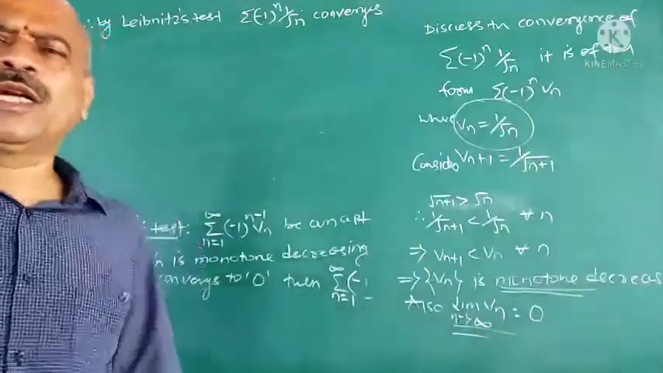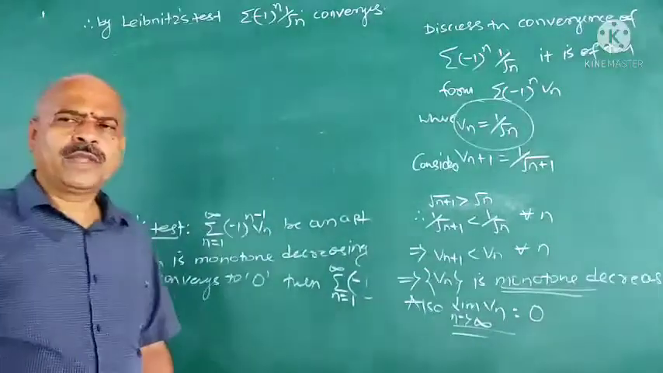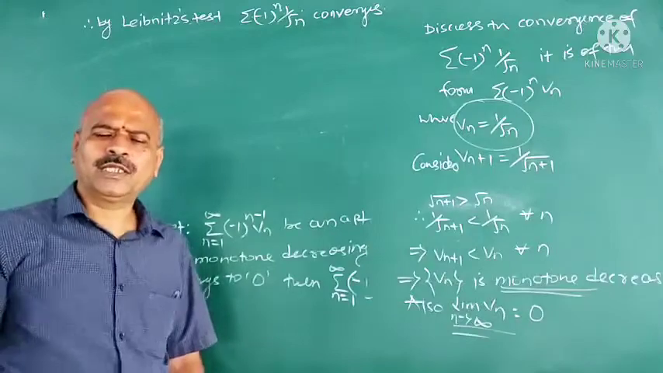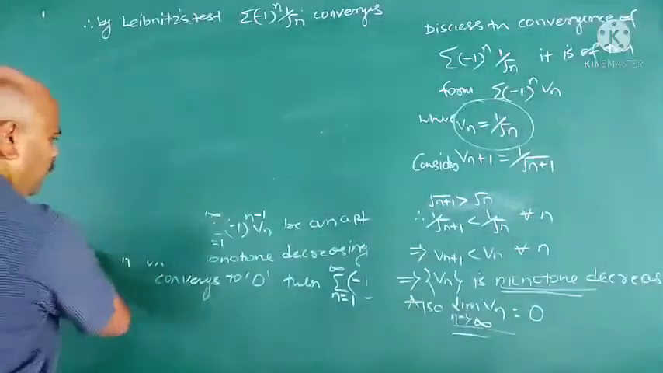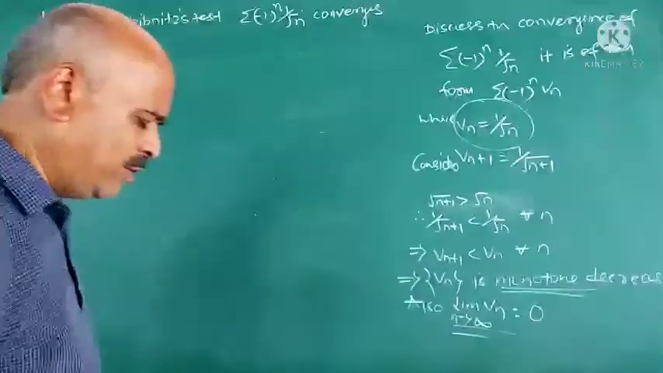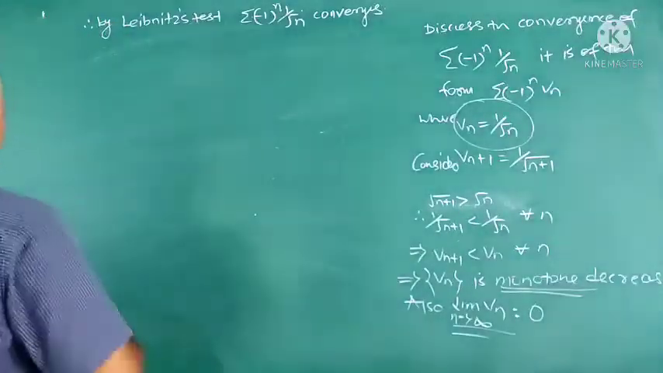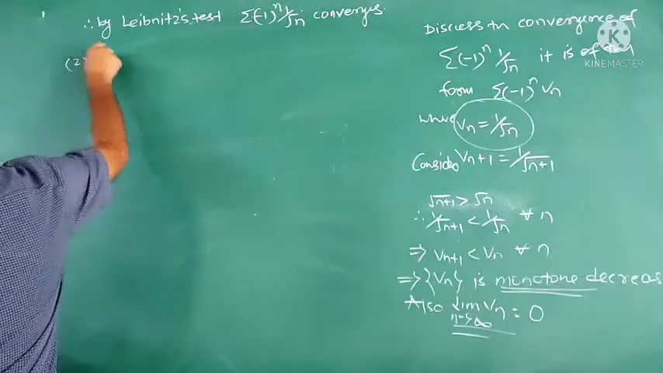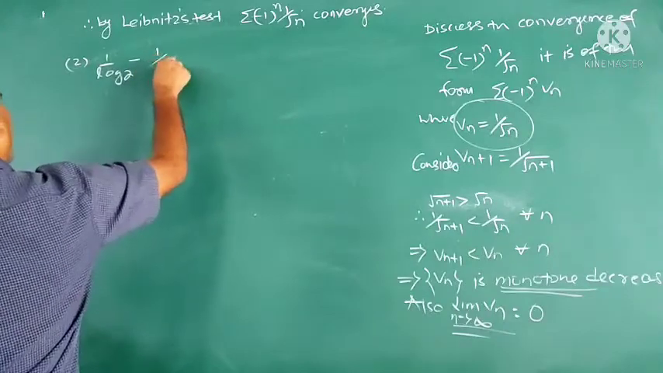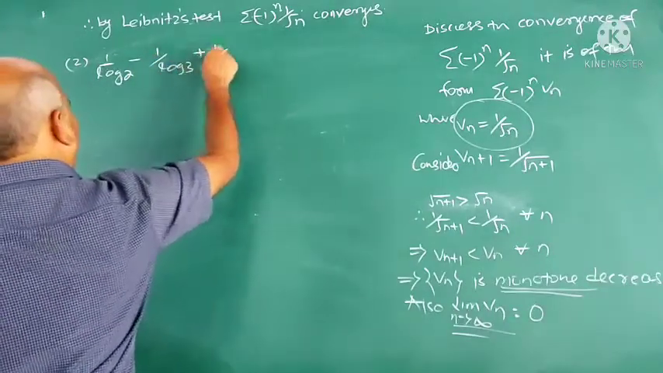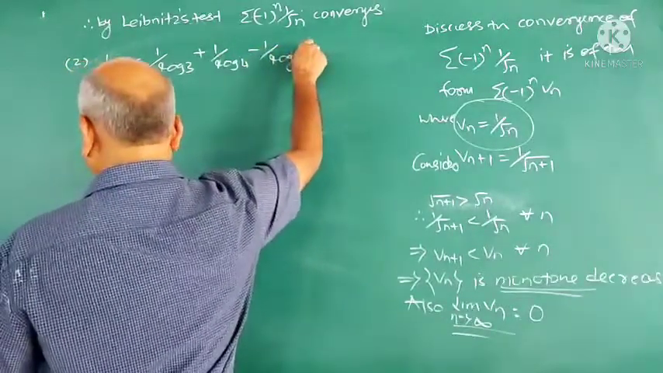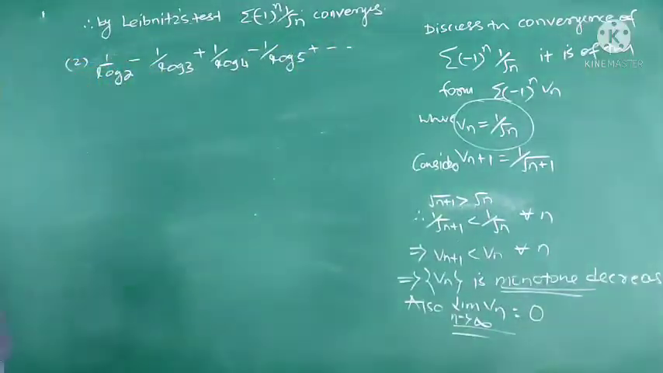This is a separate topic, alternating series, and for alternating series this Leibniz test always plays a very important role. See the second problem, I consider problems directly on this. Test the convergence of 1 upon log 2 minus 1 upon log 3 plus 1 upon log 4 minus 1 upon log 5 plus and so on.